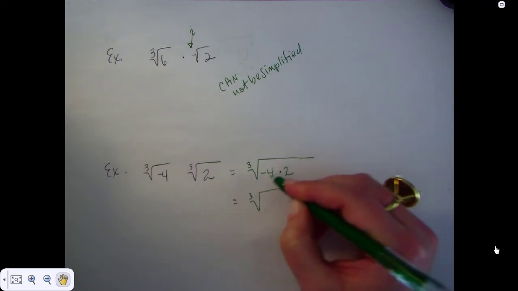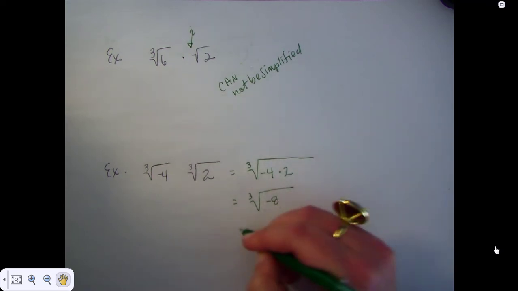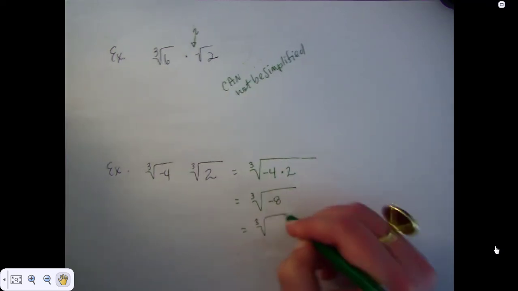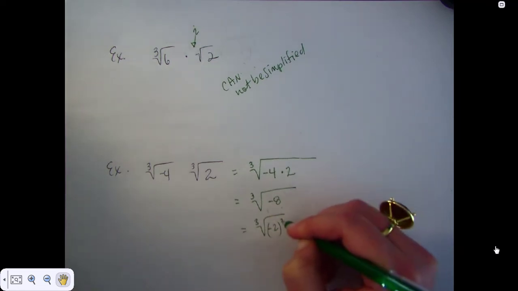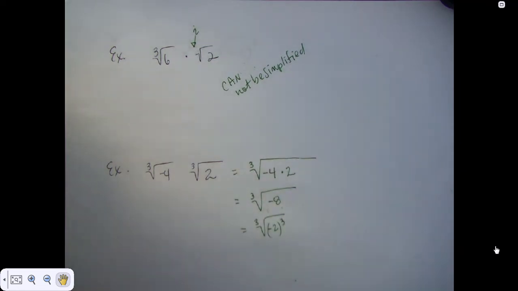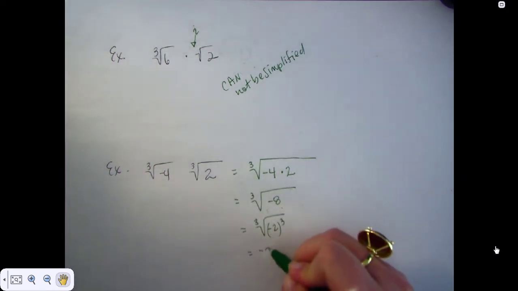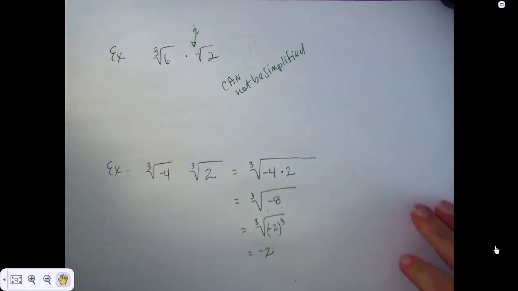And you'll have negative 8. And negative 8 can be rewritten as negative 2 to the third. And then the cube root and the third power will cancel each other out. So we just get negative 2. And that one is simplified.